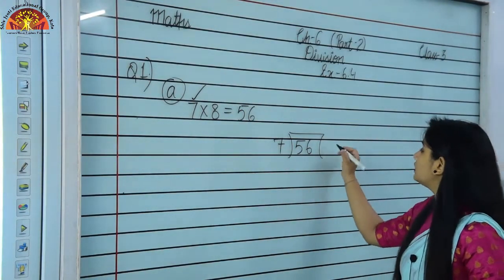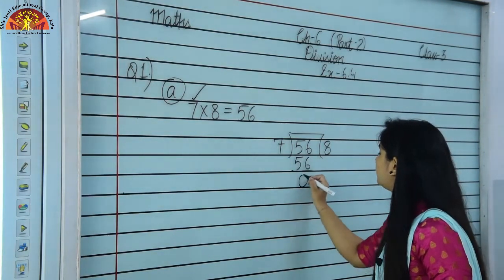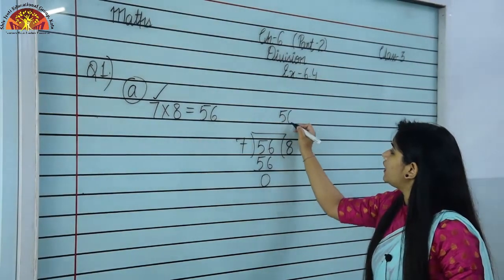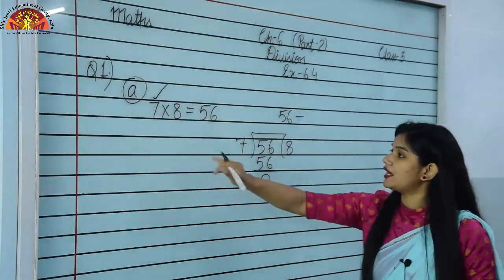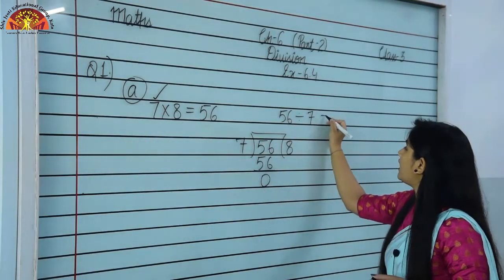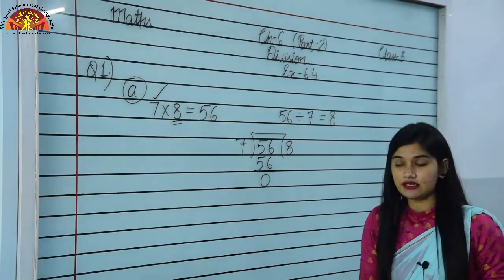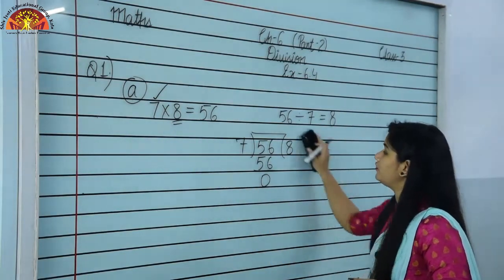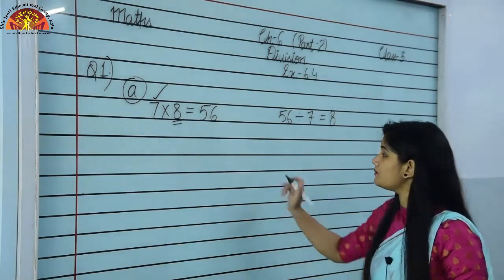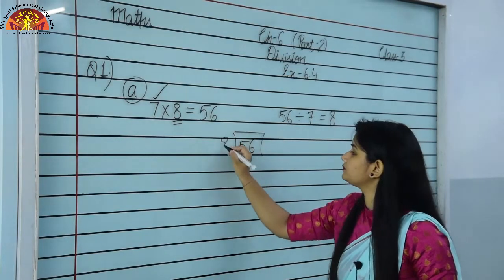So now look here. 7 8s are 56 and remainder will be 0. So मुझे क्या मिल गया students? If I divide 56 by this 7, मैंने 56 को 7 से divide किया and I will get answer 8. मुझे ये आंसर मिल जाएगा. Is it clear? Now I am dividing 56 by 8. पहले मैंने 7 से divide किया था. Now I am dividing 56 by 8.